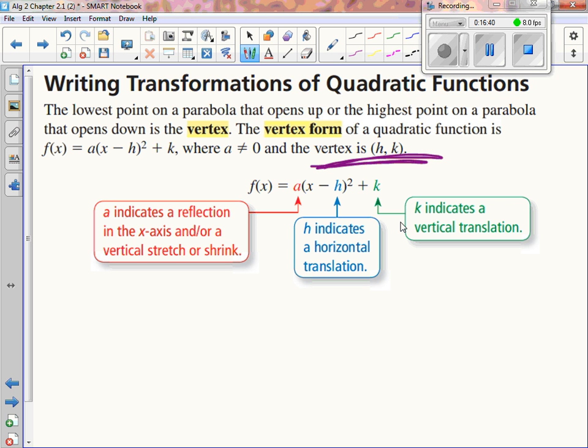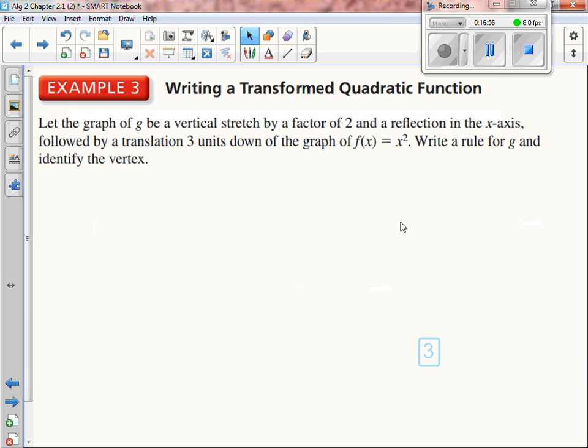Now you don't have to rewrite this because essentially it's the same thing. We've been talking about a indicates a reflection in the x and or vertical stretch or shrink. h is a horizontal translation. k is a vertical one. So the vertex tells us if it opens up or down and kind of where it starts. That's not too much to be worried about because we've seen that function time and time again.